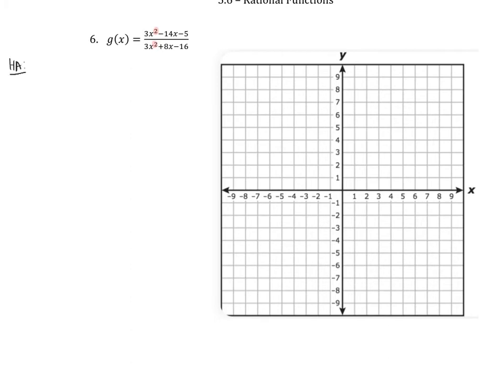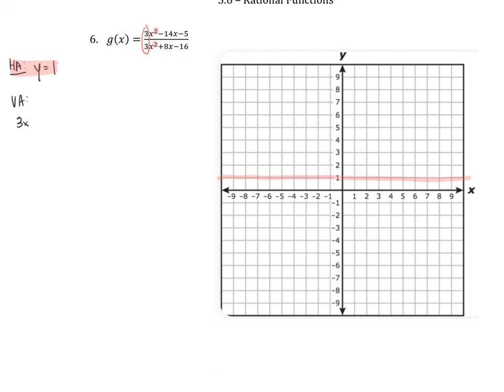Okay, but in this case, you have to divide the coefficients. So that would be 3 divided by 3 is 1. So y equals 1 would be our horizontal asymptote for this one. Now the vertical asymptote, and let's go ahead and do that on the graph over here. So horizontal asymptote, y equals 1 is there. All right, so now we're going to find the vertical asymptote. Remember, that means we're going to set the bottom equal to 0 and solve.